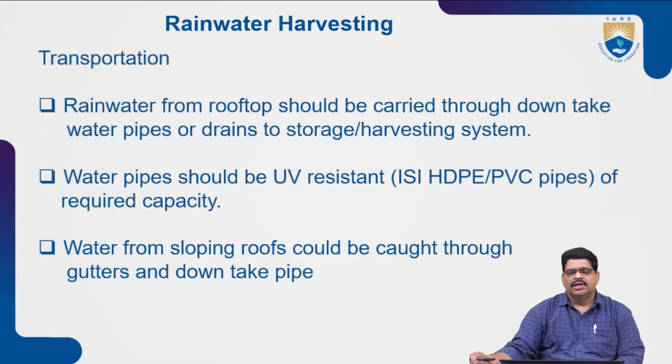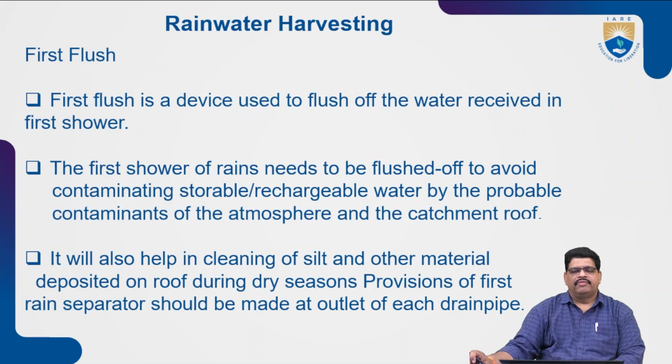Next, transportation. How can the rainwater be transported? Rooftop rainwater harvesting is carried out through downtake water pipelines or drains to the storage of the harvesting system. The downtake pipelines carry the water, which can be stored or sent to recharge the groundwater level. The water pipeline should also be UV resistant and of the required capacity so the water can be stored for a long time. The water from sloping roofs can be caught by gutters and carried down through the pipelines.